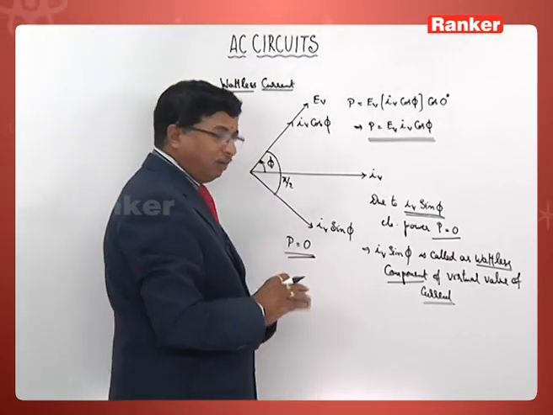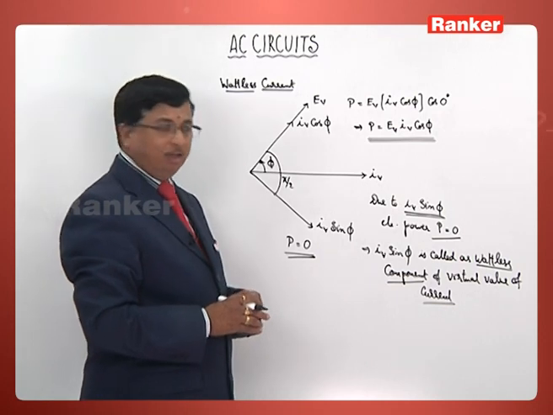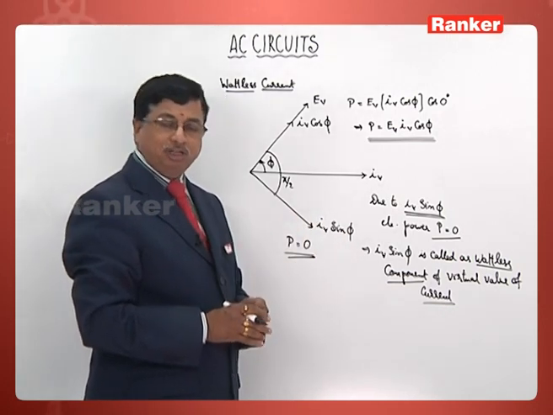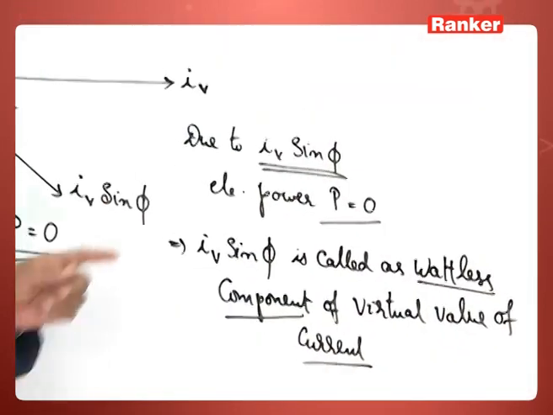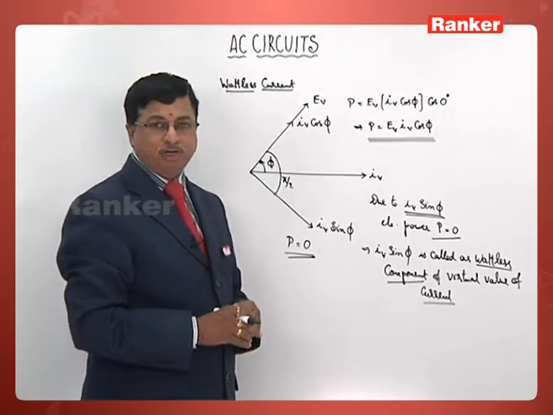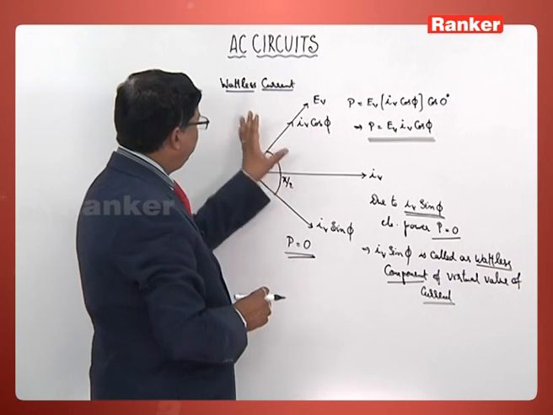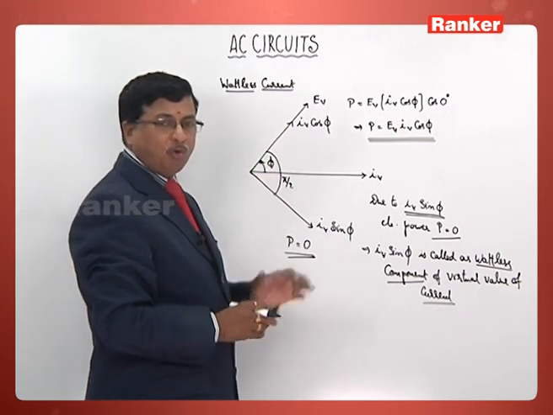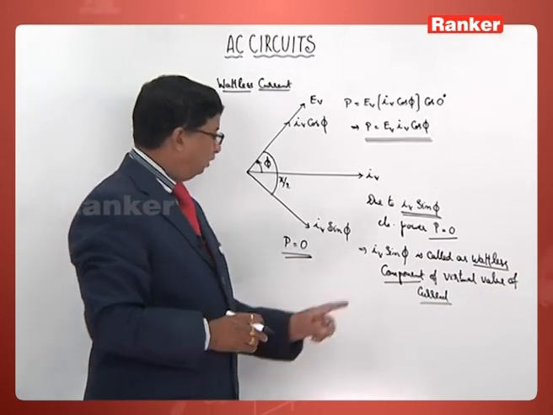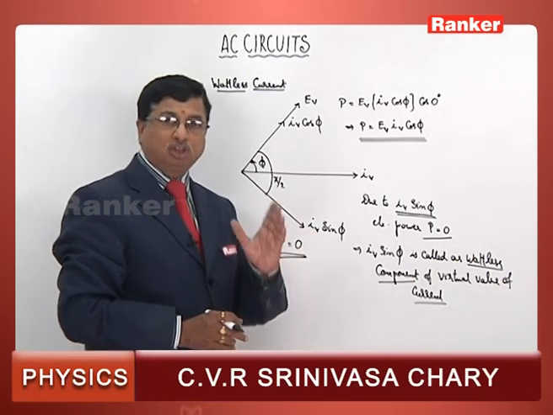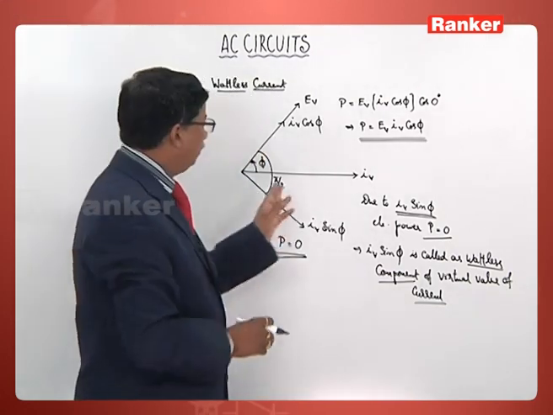So, what is wattless current here? Current is very much there. We have its component very clearly seen. But what is happening? This IV sin phi is not contributing in the calculation of electric power across the AC circuit. Thereby, we call this component the wattless component of electric current, or the wattless component of the virtual value of electric current. So, this is what we call wattless current. Whenever they ask us to calculate the wattless component or wattless current in an alternating current circuit, one should immediately recall that it is IV sin phi, the vertical component of IV, that we call the wattless component of electric current. So, this is regarding wattless current.